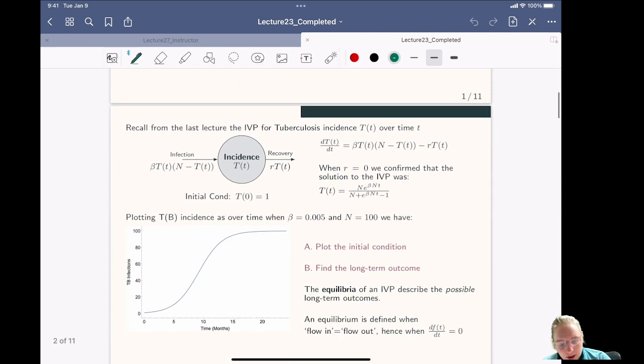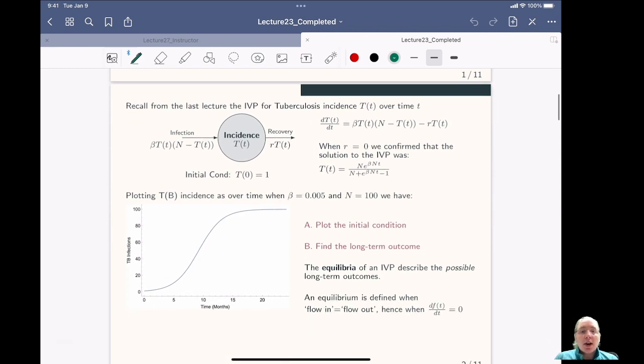All right, so in the last lecture, we talked about differential equations and initial value problems, also known as IVPs. In particular, you looked at an IVP of tuberculosis, the dynamics of tuberculosis incidence, T(t), over time. We had this differential equation here, so you have some infection in the model and some recovery. Infection, incidence increases; recovery, incidence decreases.